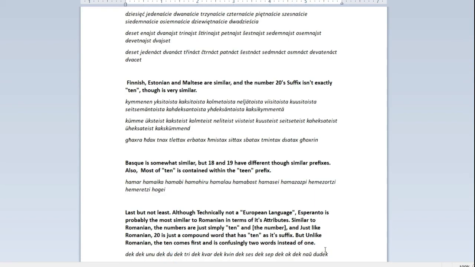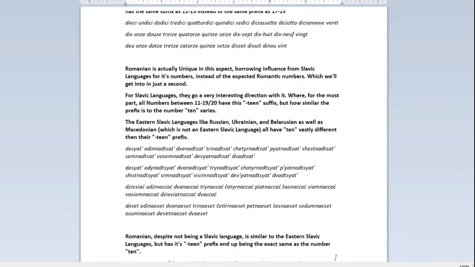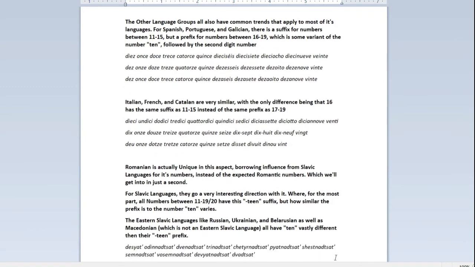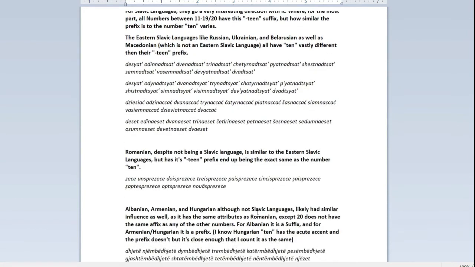And then once again, if you compare it to Romanian, which we have right here, all of these just have the Z-E-C-E, and it's all at the end, it's all a suffix, and it's just all of them from 10 to 20. Although interestingly enough, all of these have prezece, right? Or prezese, however you pronounce it.